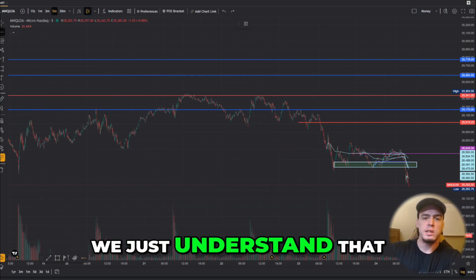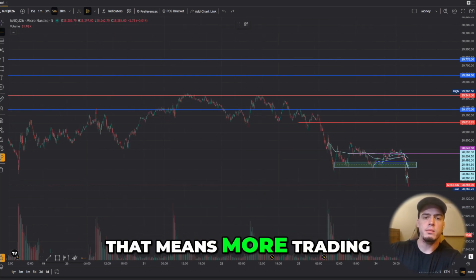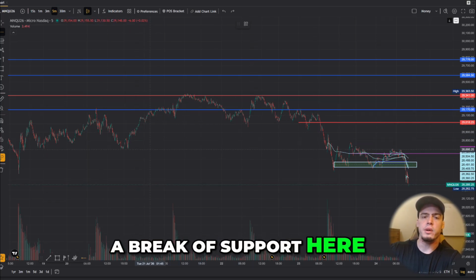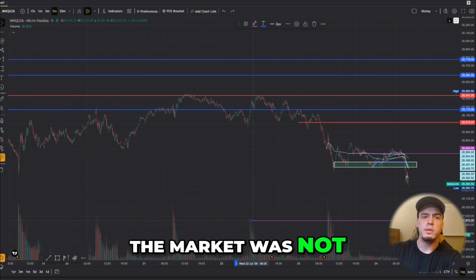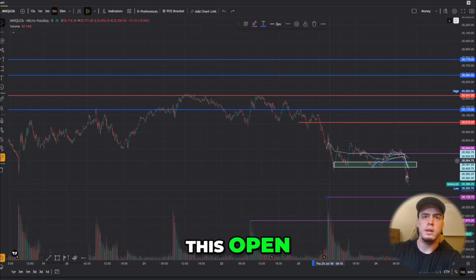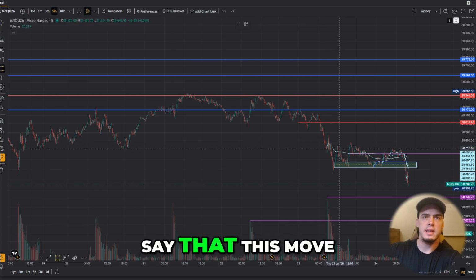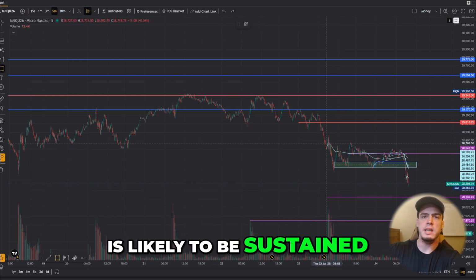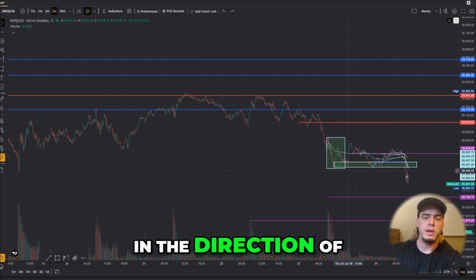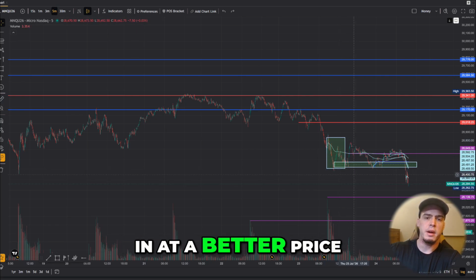Very basically, we just understand that if volume is higher, that means more trading activity is happening in that direction. Let's say there was a break of support here. There was clearly, the market was not exchanging a lot of volume here. And then from this day, this open, volume exchange was enormous. And so we can say that this move is likely to be sustained. So once you assume that, the question then becomes, if you're going to enter in the direction of the move, how do you get in at a better price?